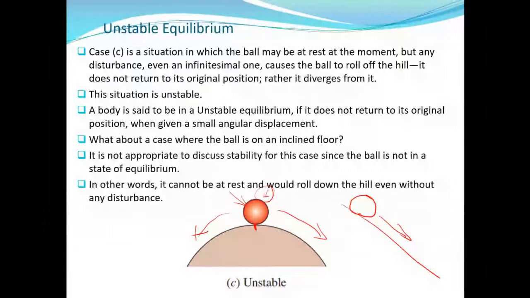So it is not appropriate to discuss stability for this case since the ball is not in a state of equilibrium. In other words, it cannot be at rest and will roll down the hill even without any disturbance. You don't need any disturbance before it rolls down the hill. Gravity will definitely pull it downward.